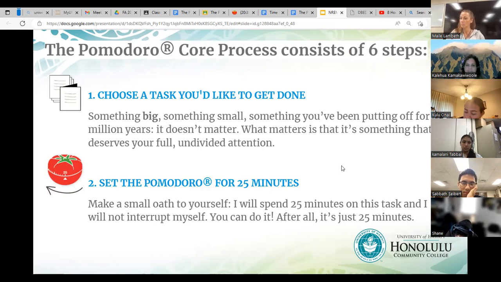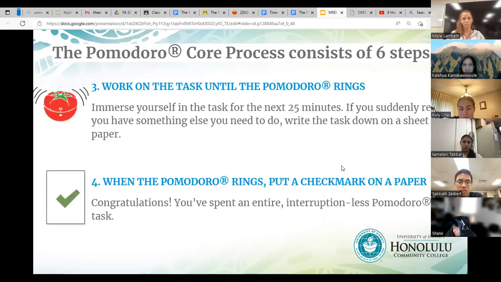Okay, it's just getting your full attention on doing that task. Full attention, okay? Set your Pomodoro timer for 25 minutes. Okay, make a small oath or promise to yourself that you'll spend 25 minutes on this task. You won't interrupt yourself. You won't get distracted. Don't look at your phone. Don't look at Facebook. Don't check your Instagram or whatever, right? You're just going to turn your phone on airplane mode or do not disturb or whatever, so you're not distracted by that. Okay, you can do it. It's only 25 minutes.